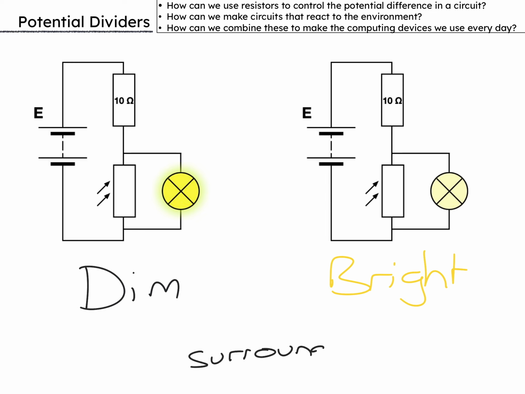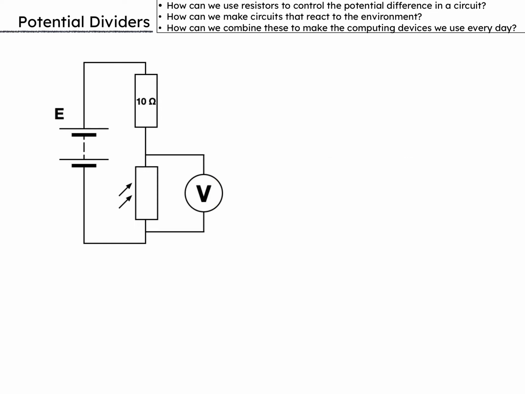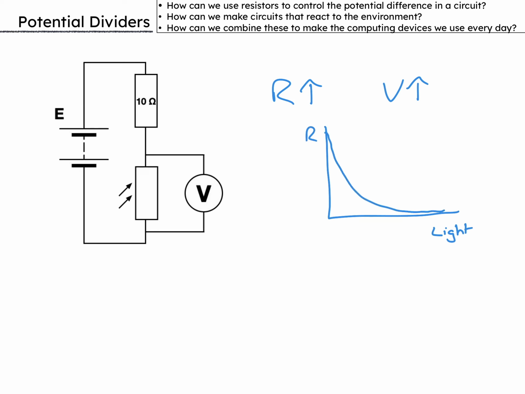I'm going to switch to just thinking about potential differences, so let's swap to a voltmeter. We know that if the resistance of the LDR is high, the potential difference across it will be high. So let's plot a graph of brightness against resistance for an LDR. It starts high, then curves off as light intensity increases. For this circuit then, as the light brightness increases, the measured voltage decreases.